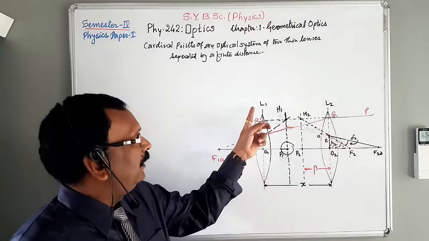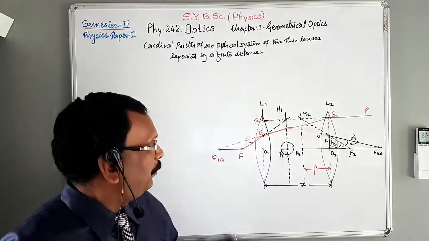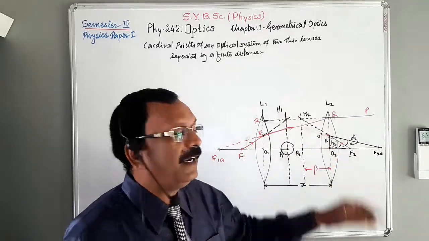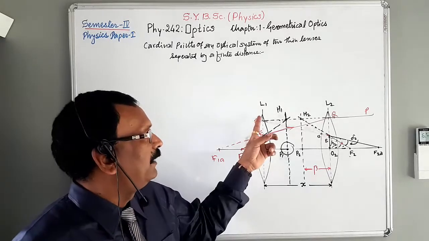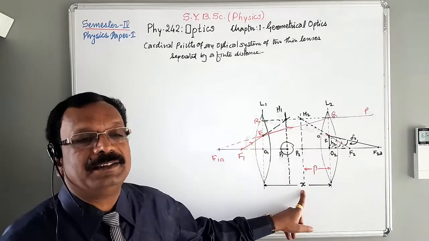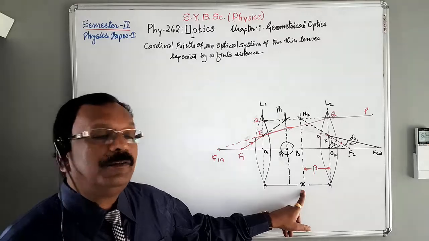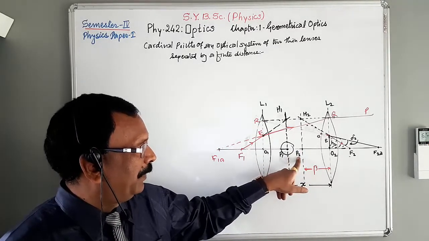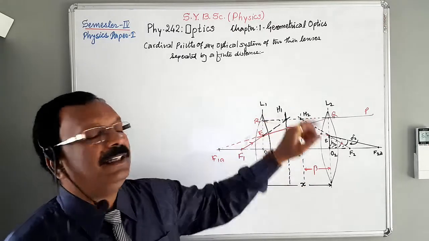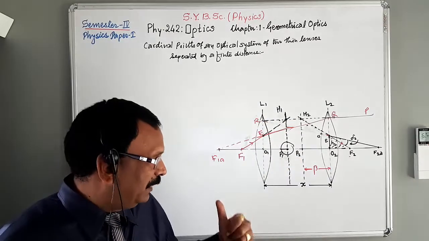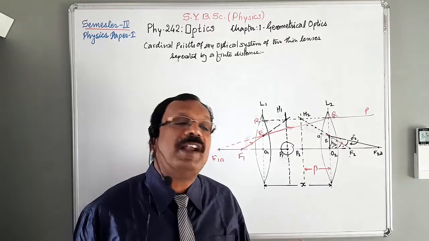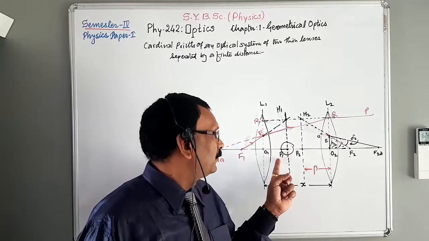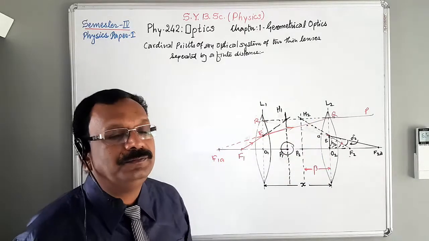In the diagram, L1 and L2 are two lenses placed coaxially, that means the principal axis for both lenses L1 and L2 is the same, and these two lenses are separated by a distance x. Now we are already aware of the position of the second principal point P2 with respect to lenses L1 and L2. Here we have to find out the position of the first principal point with respect to lenses L1 and L2.